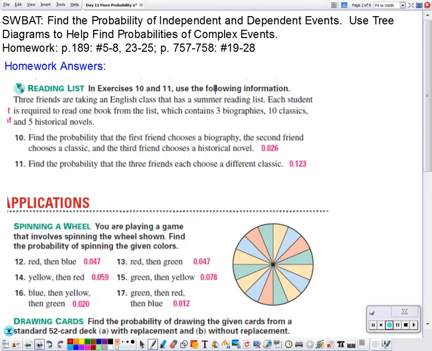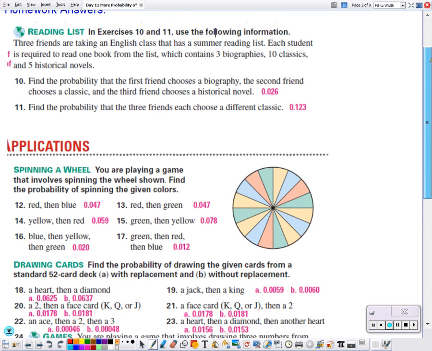So last night's homework was in the textbook. If I were you, I would pause the video and check your answers. You can ask me at lunch on Monday, or you can ask Mr. Z for some help. But here are the answers to last night's homework.